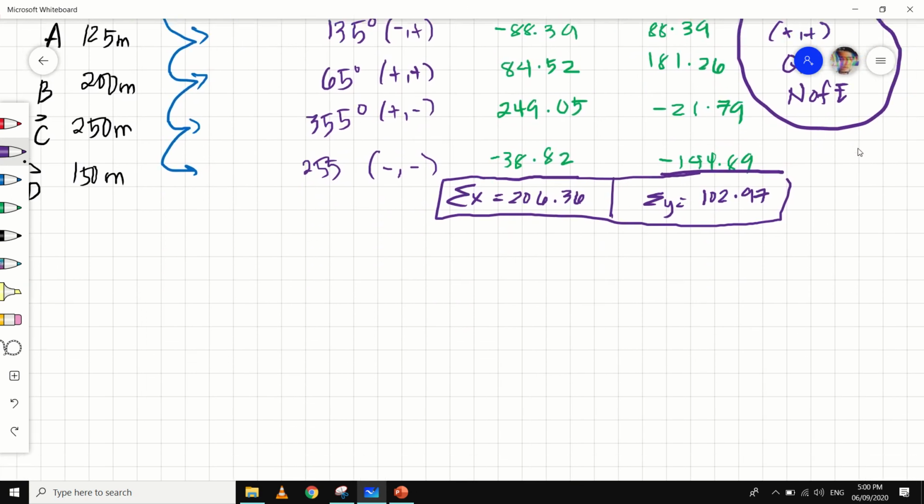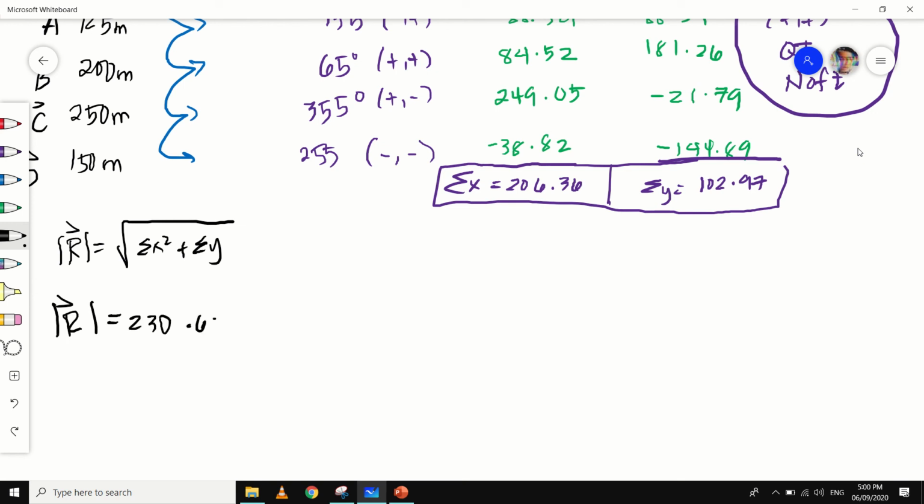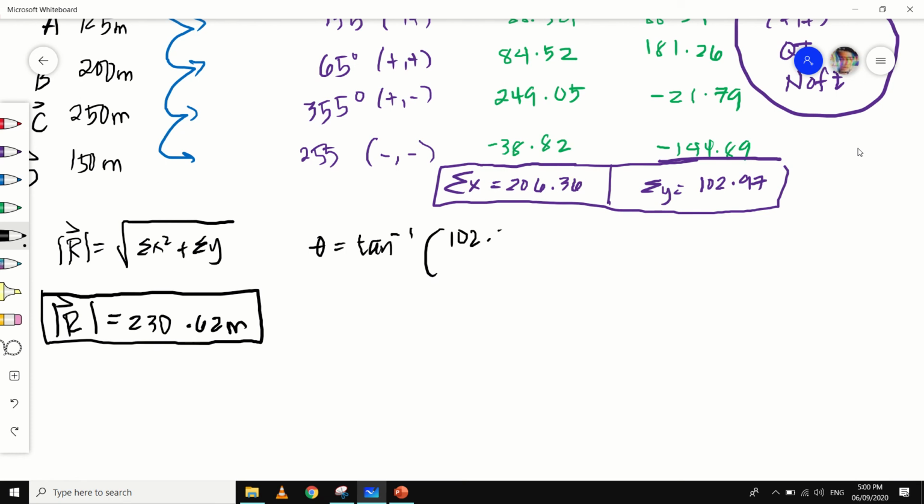Okay, next. Then we now proceed with solving for the resultant vector, which is the magnitude of the resultant vector: the square root of summation of x squared plus summation of y squared. So, 206.36 squared plus 102.97 squared. Your resultant vector should be 230.62 meters. Dapat yan na makuha natin. And then, solving for the angle, you have the tan inverse of 102.97, which is your y, and then your x is 206.36.